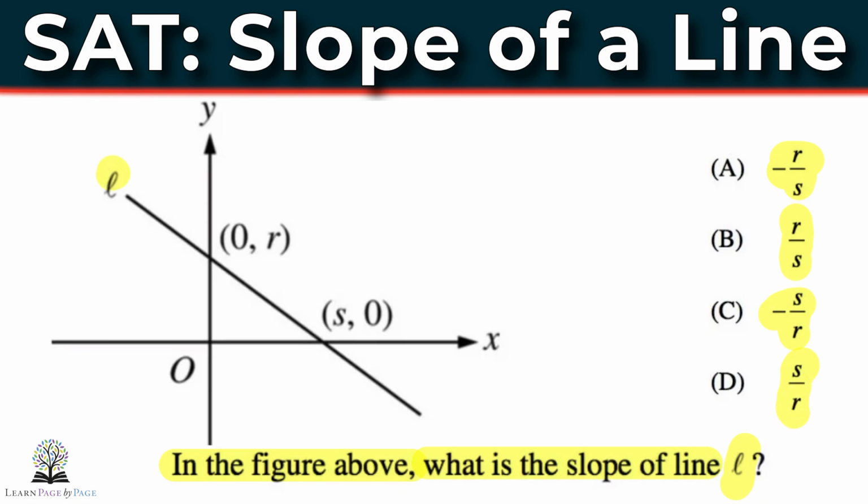Here is the line, that's line L. It's a downward slope. We've been given two coordinates. The first one, 0 and R. And the second one, S and 0. Bit confusing because there's letters there, isn't there? But we use the equation of a line form skills, we'll be fine. So let's move on to a screen where we've got some working out space.